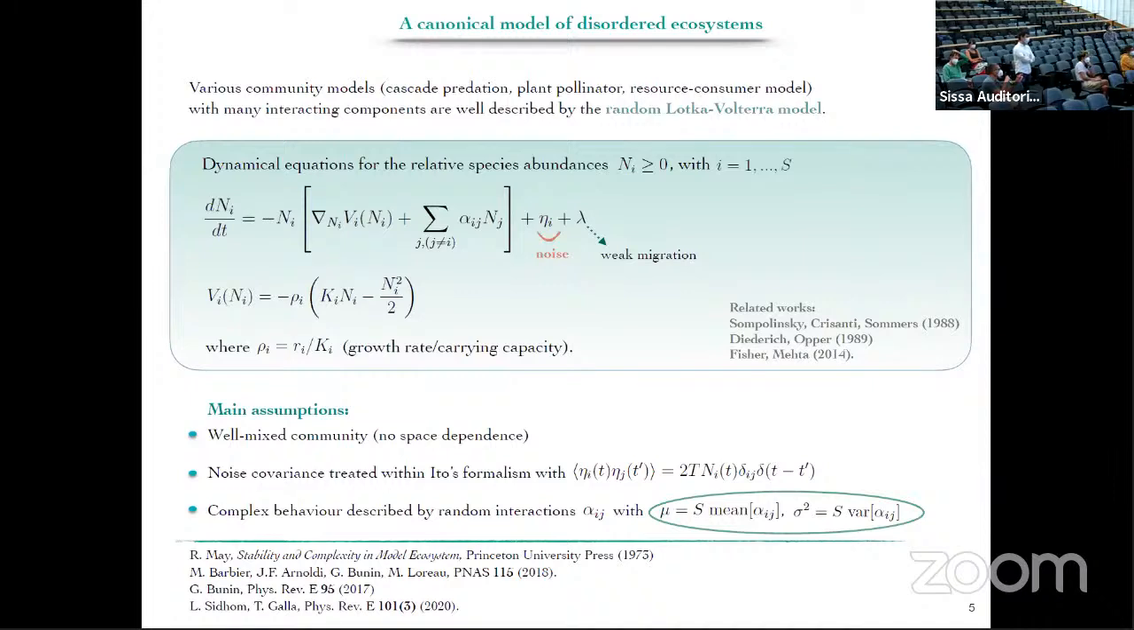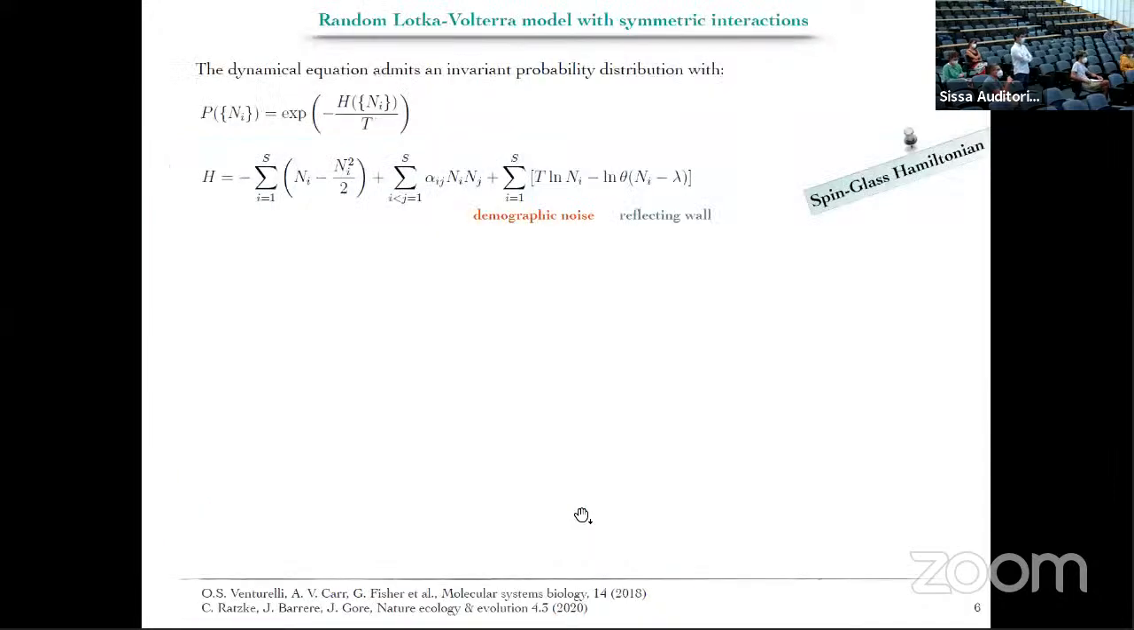Okay, yes. So this model, to attain the exact prediction, to attain exact thermodynamic analysis, I assume that the alpha ij are symmetric. So alpha ij is equal to alpha ji. In this particular case, we can do all the computation with the replica method, because we can associate this dynamical process to a static process. So we have a quasi-equilibrium-like probability distribution.